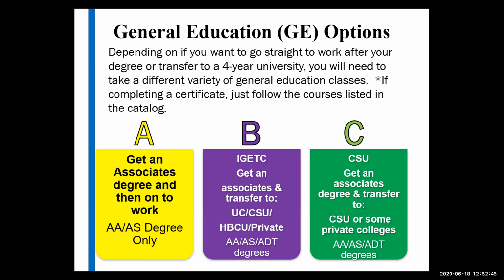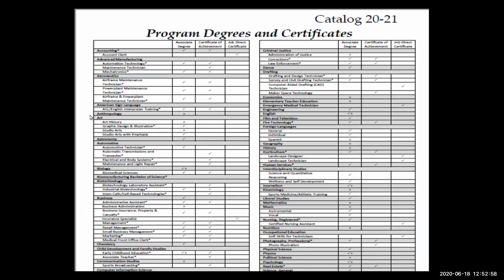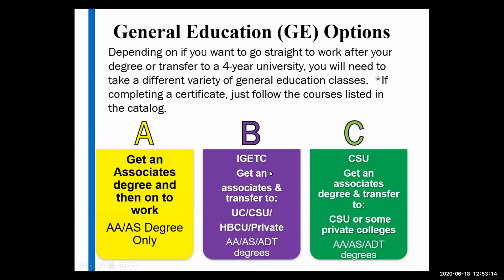So this is where you would also want to match up the associate's degree that you are obtaining with what your educational goal is and what the program offers. Again, if you wanted an accounting degree, that would be an associate's degree, and that's our local degree. So that means you would do option A. If you want to transfer or do an associate for transfer degree, then you'd want to make sure that you're using option B or C.